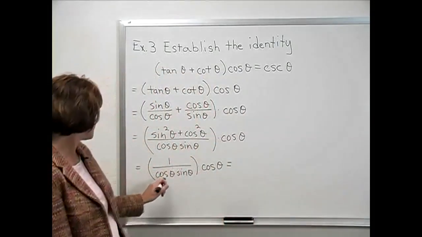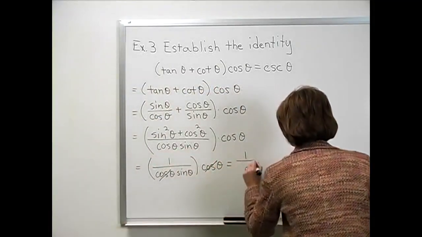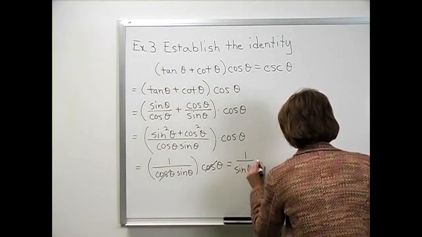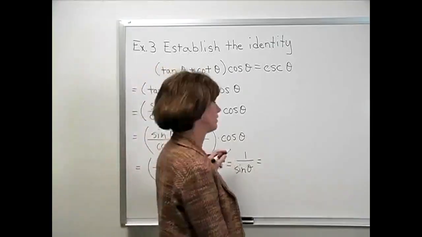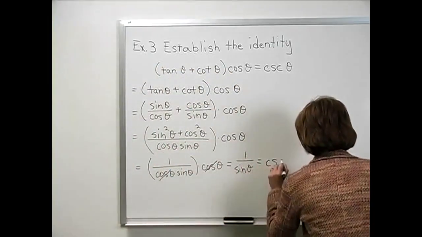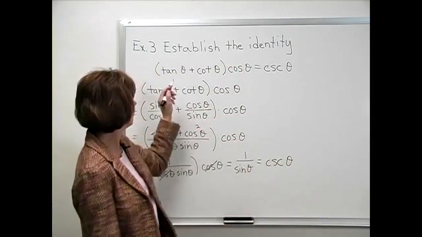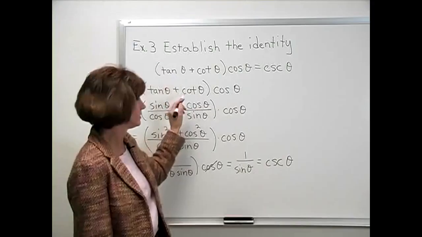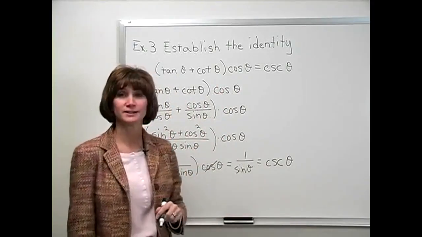Now when we multiply, we see that we can reduce by a factor of cosine theta. We get 1 over sine theta. And of course, 1 over sine theta, the quotient identity, the sine and cosecant are reciprocals of each other. So this equals the cosecant, which of course is the right-hand side. So your goal is always to take one side, do algebra to it to get to the other side. All right, let's look at another example.